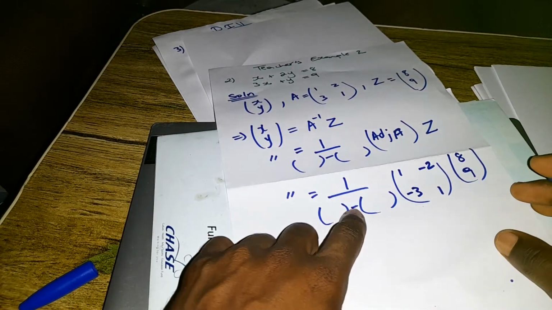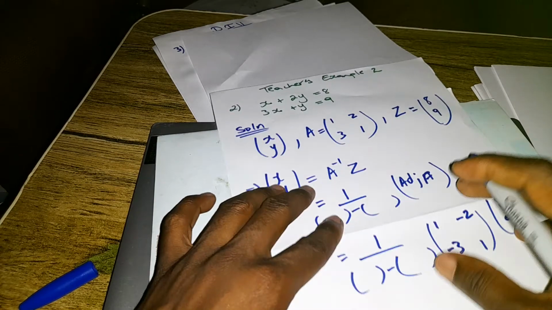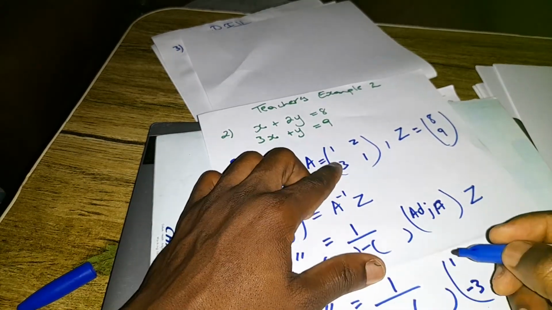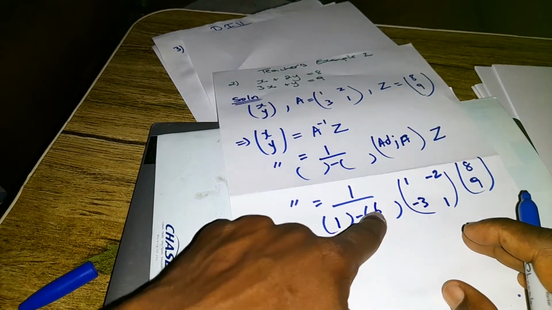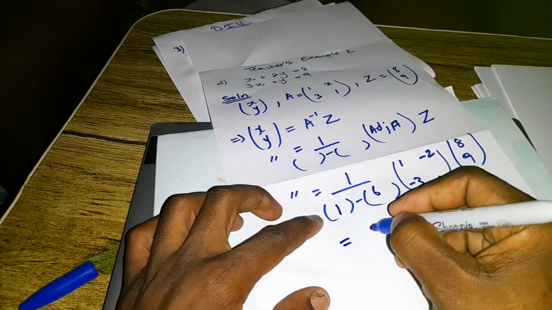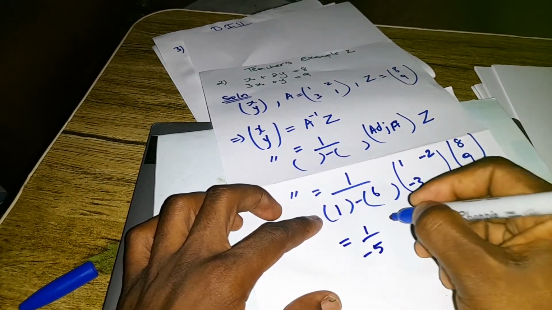Now let us tidy up the determinant. Remember, you multiply 1 times 1, which is 1, and 3 times 2, which is 6. So 1 minus 6 is minus 5. Therefore we are supposed to have 1 over minus 5.